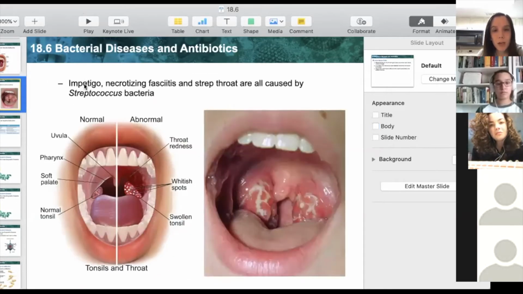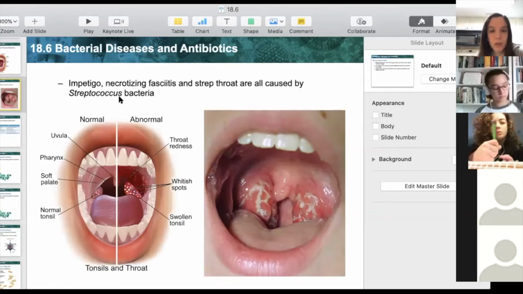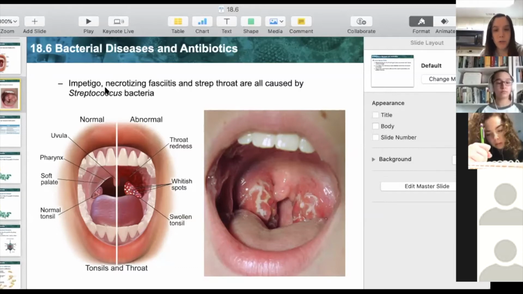So the things I just talked about, impetigo, necrotizing fasciitis, and strep throat, those are all caused by Streptococcus bacteria. And strep throat, you can see on here, the tonsils become inflamed. On the left-hand side you see a normal mouth, and on the right-hand side you see a swollen tonsil. Some signs of strep throat would be a swollen tonsil, and you see white patches or white spots. These are all different strains of Streptococcus, but Streptococcus can cause a wide variety of infections.